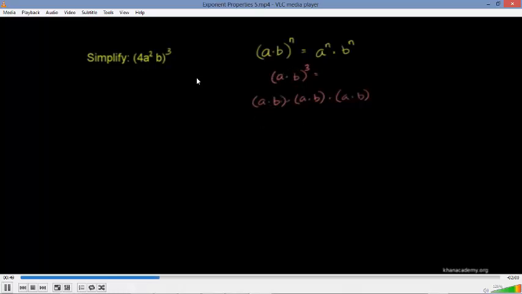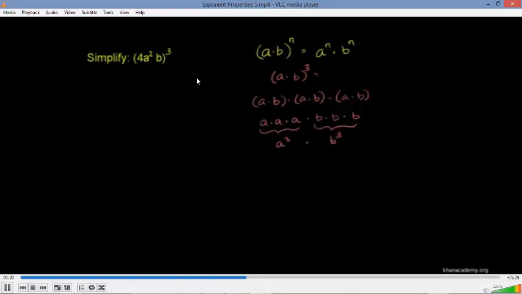Now, we can just swap these around because of the commutative and the associative properties of multiplication. So if we just change the order that we're multiplying, we can rewrite this as a times a times a times b times b times b. We have three a's here, three b's. And so this over here is going to be a to the third, and this right over here is going to be b to the third. So we have a to the third times b to the third. So it worked. And so hopefully that gives you a sense of why this property holds.